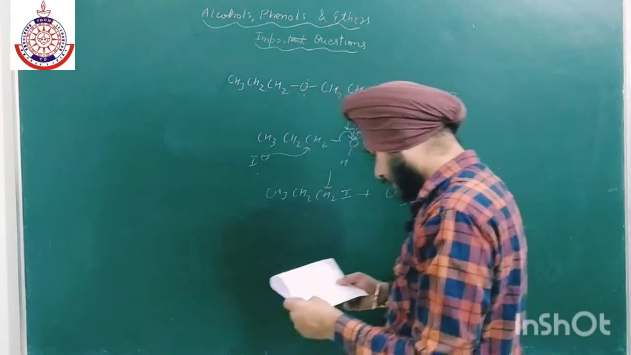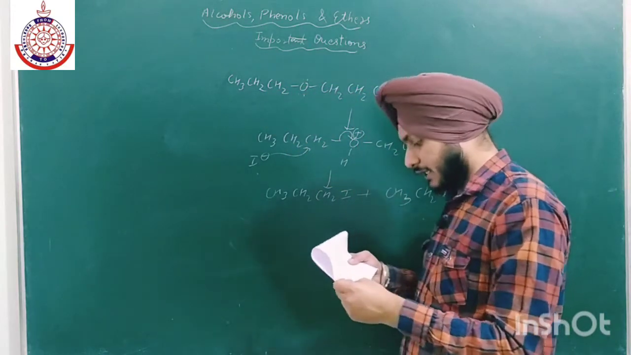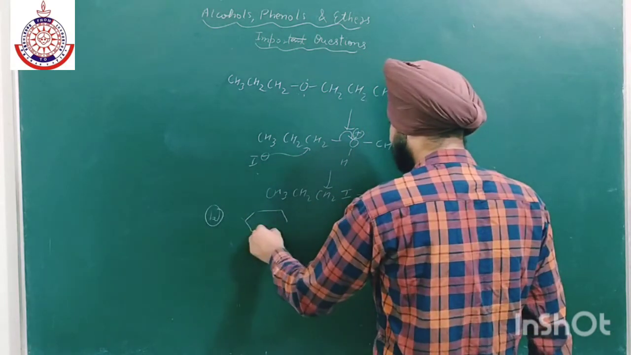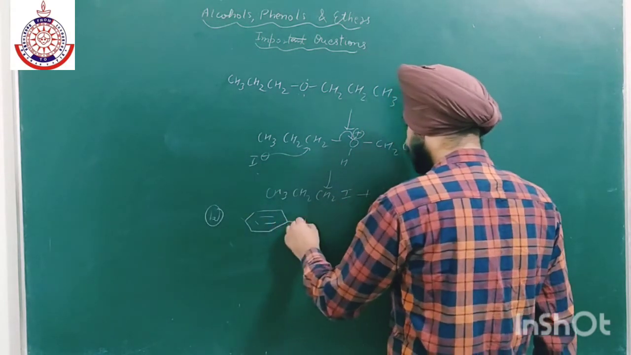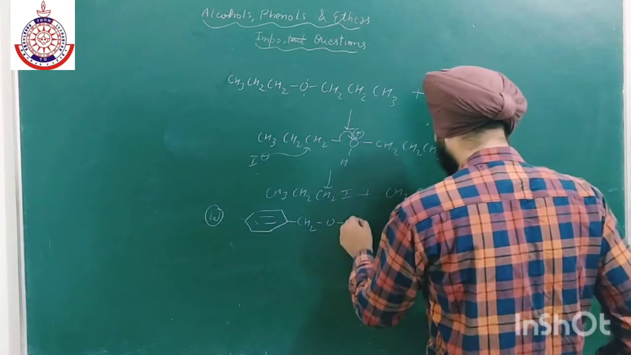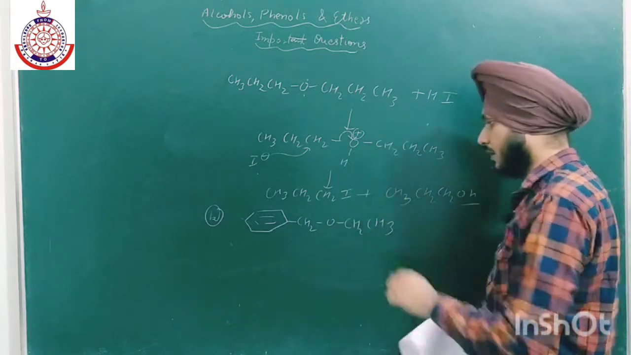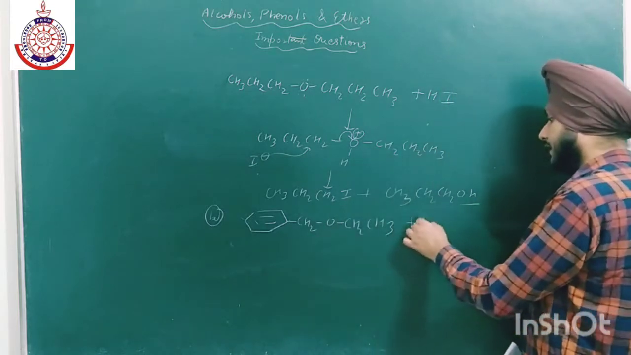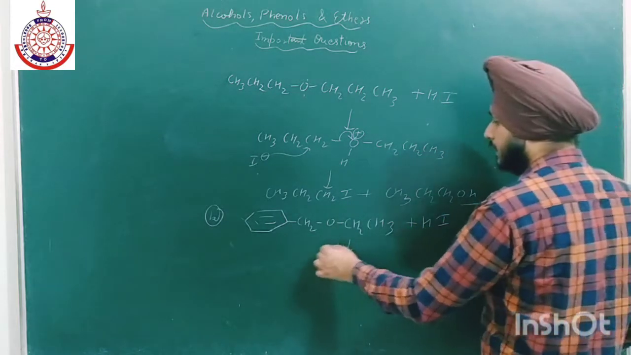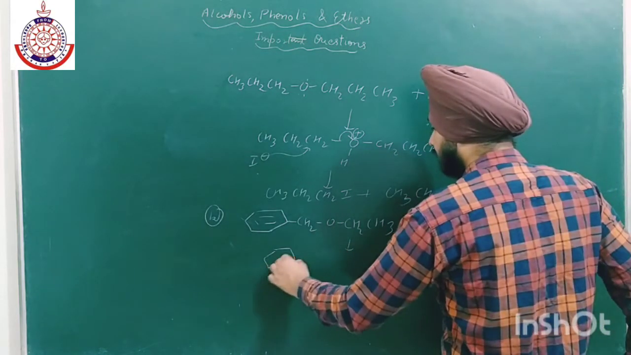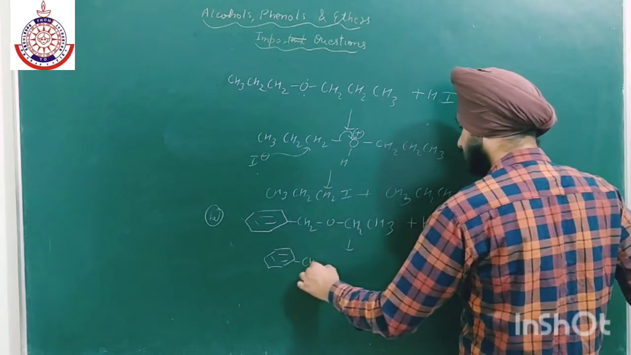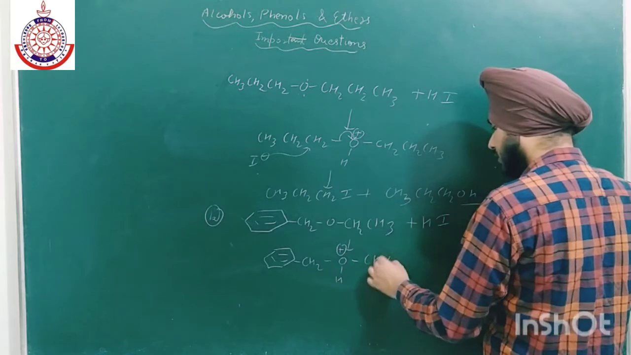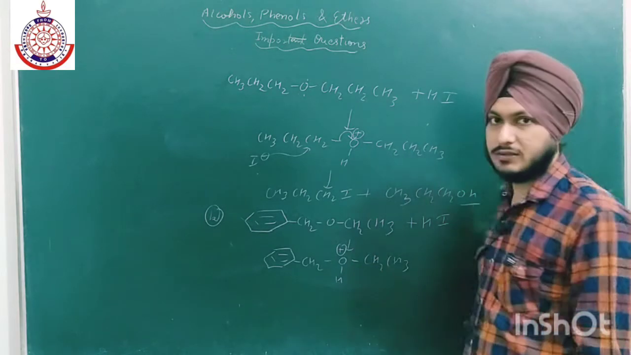So the second part is benzyl ethyl ether. Now this is quite important. Benzyl ethyl ether. So this is benzyl group, this is ethyl group, and we have to react with HI. So the first step is formation of oxonium ion, positive charge over here. Now there are two options, two different choices we have.